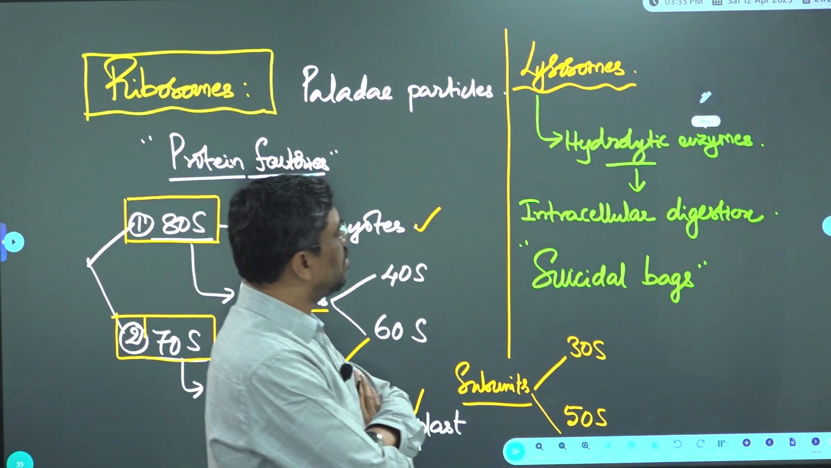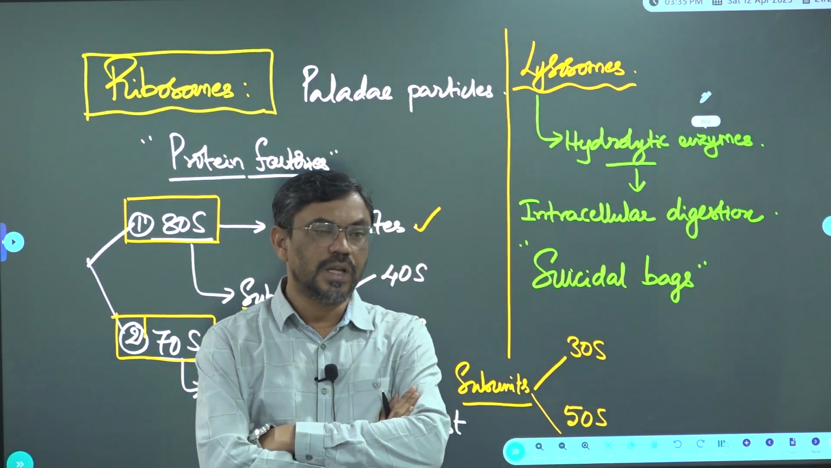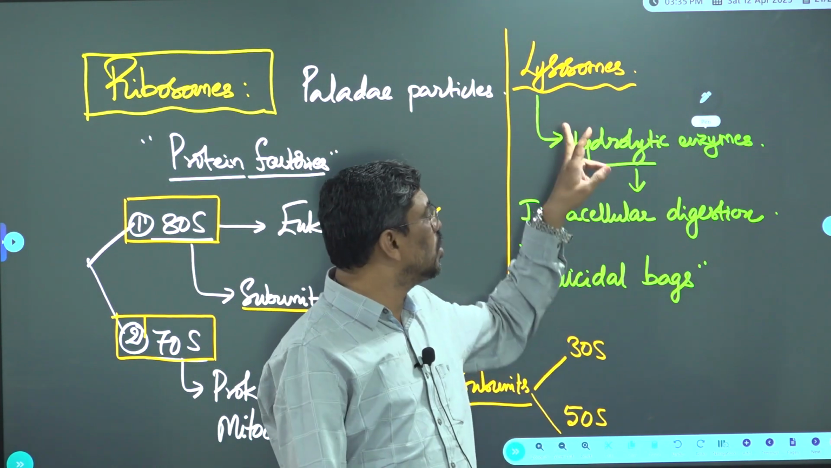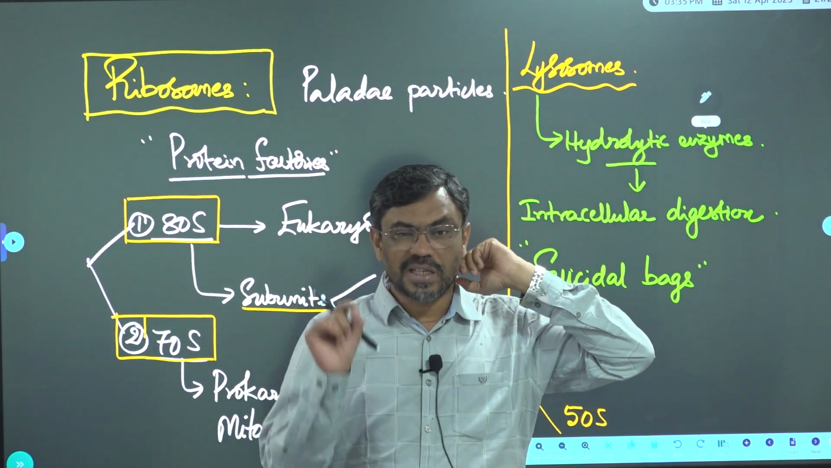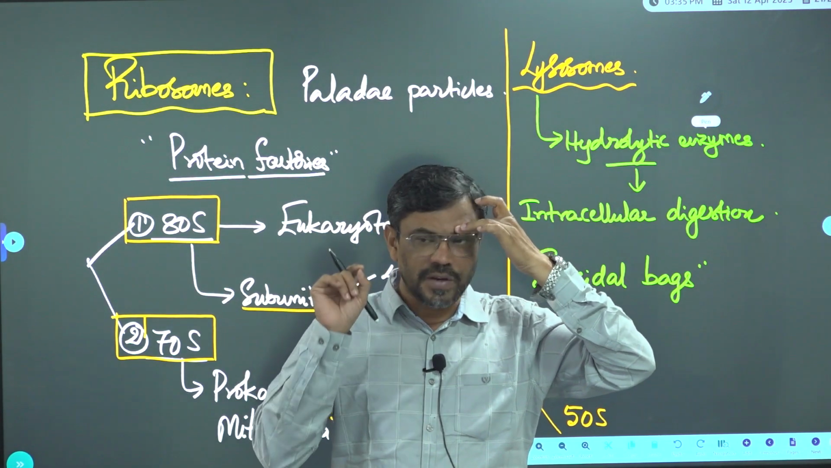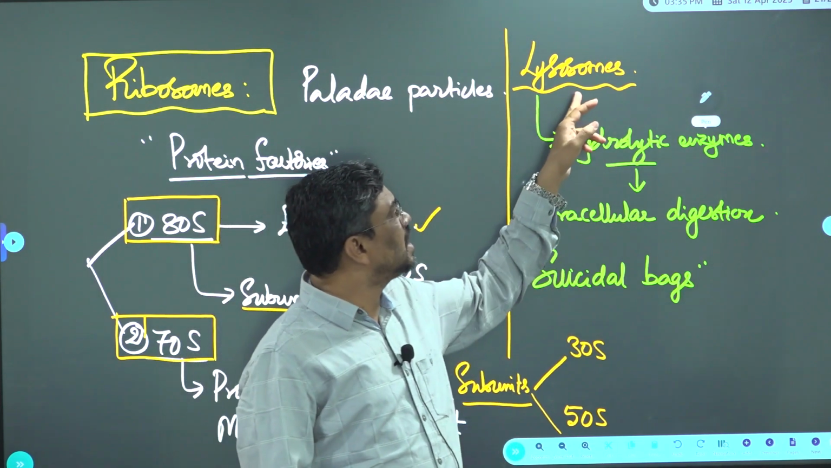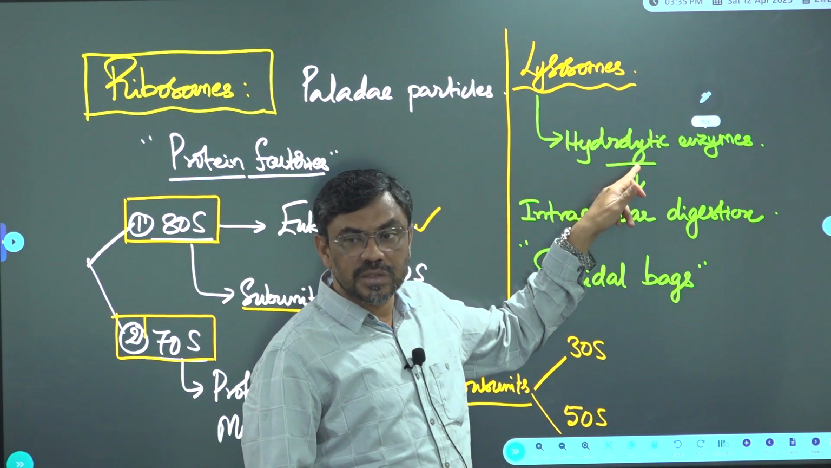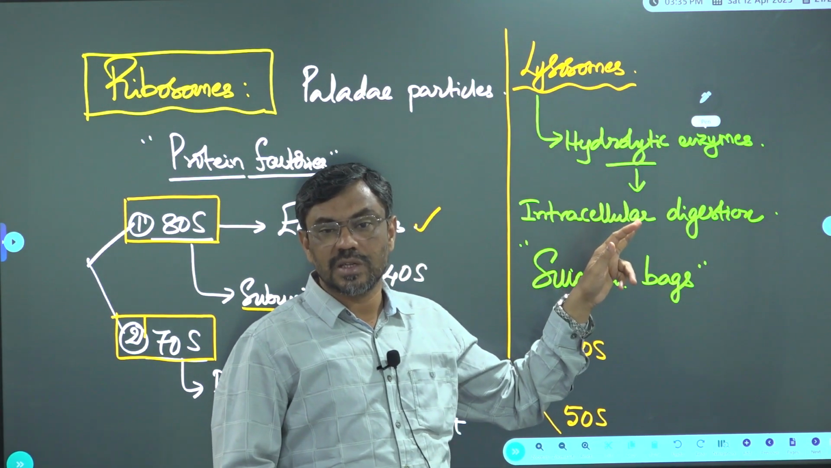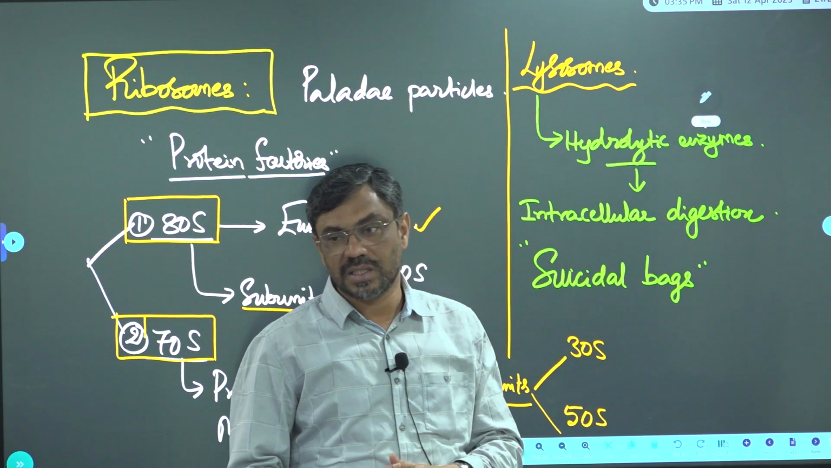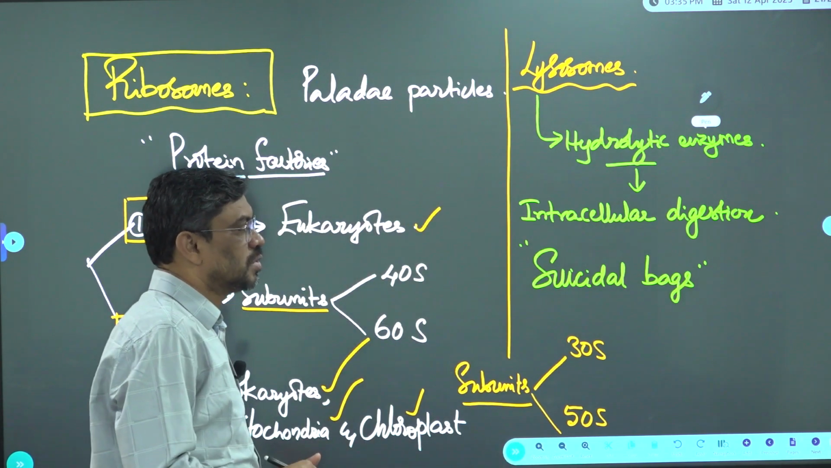So, why are they called suicidal bags? Because if any cell organelle or any part of the cell is damaged, that will be further digested by these lysosomes with the help of hydrolytic enzymes. They are involved in the intracellular digestion process. That's why they are called suicidal bags of the cell. Okay, right. These are lysosomes.